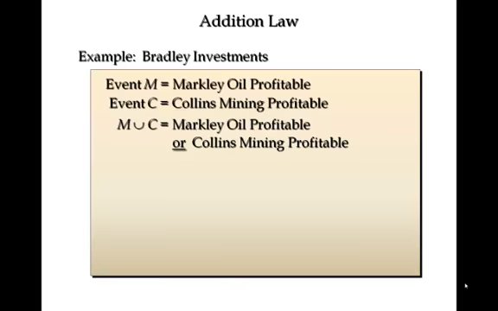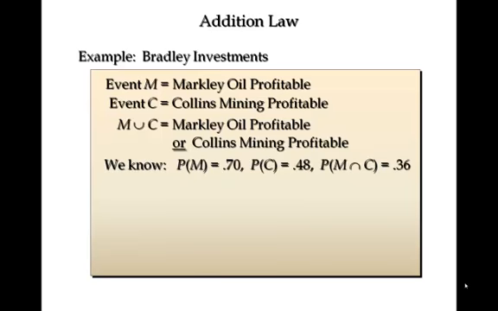Here is again an example from Bradley Investments. Two events. Markley is profitable and Collins is profitable. Remember, for union it's OR. So Markley profitable or Collins profitable. We know that the probability Markley is profitable is 70%. We know that the probability that Collins is profitable is 48%. And we also calculated from an earlier slide that the probability that Markley and Collins is profitable is 36%.